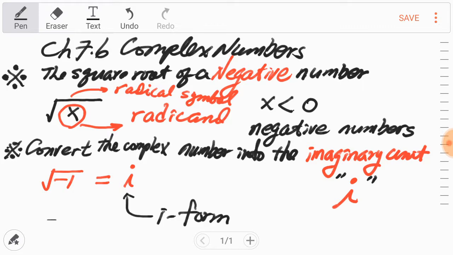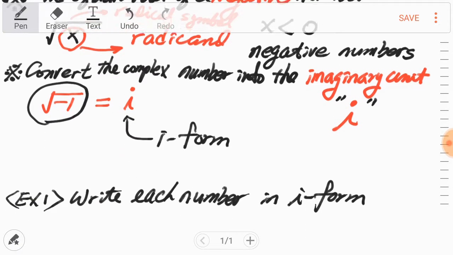So always, if there is a complex number, then rewrite the complex number into the imaginary unit i. Then what's the imaginary unit i? That is square root of negative 1. So always, square root of negative 1 should be written in i form using the imaginary unit i. So replace square root of negative 1 with what? i, which is the imaginary unit i.